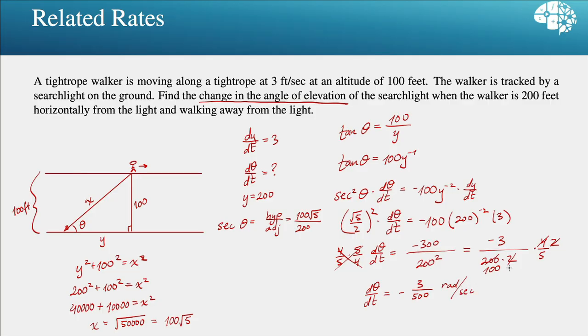And just as a quick check on our work, we want to make sure that this kind of makes sense. First of all, we have a negative. And so as this person is walking, that's saying that this angle is getting smaller, which of course makes sense, because the light is going to be pointing further down the line, and that gets smaller. And then 3/500ths is a pretty small number. That makes sense because this person's walking 3 feet per second. The angle's not going to be changing very quickly at that moment.